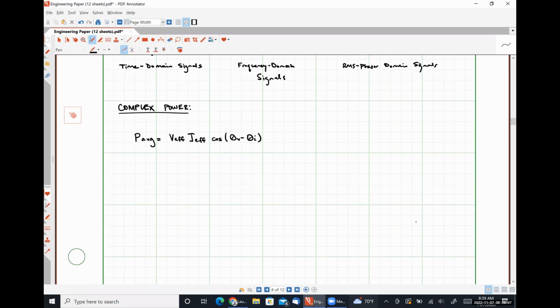So let's look at something here just really quickly. You actually don't need to write this part down because there's intentionally going to be a mistake in this part, or not really a mistake, but not what we actually want. If I have the product of the RMS phasor voltage and the RMS phasor current, what I would have is V effective angle theta V multiplied by I effective angle theta I.